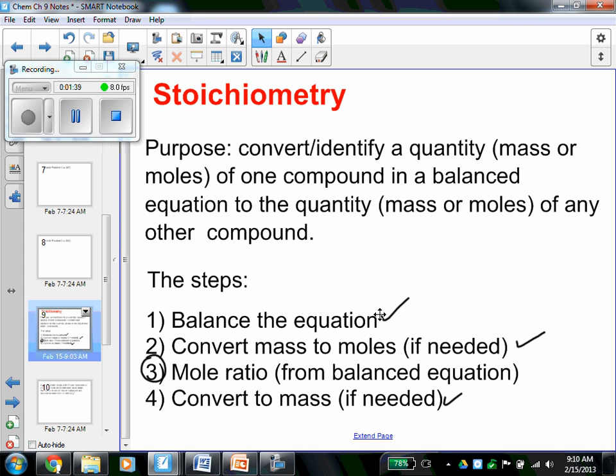The steps are: number 1, you have to balance the equation. So that's, again, review. Step number 2 is that you have to take your starting materials and convert them to moles. Now that may or may not be done for you, so you have to pay attention to whether you have to do that or not. That's why it says if needed.